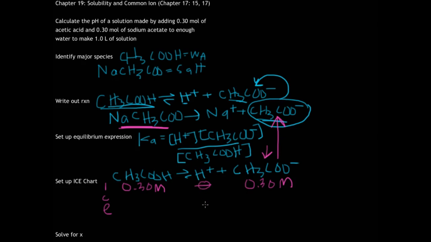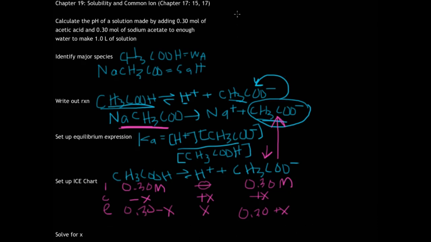Let x equal something. So let's let it equal hydrogen at equilibrium. So this is plus x. This is plus x. So now this is 0.30 plus x. This is minus x. So this is 0.30 minus x. Okay, and then we'll solve for x.